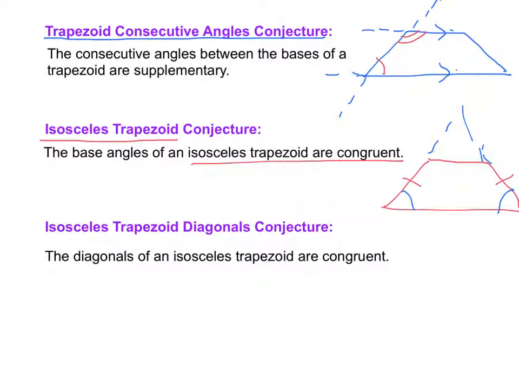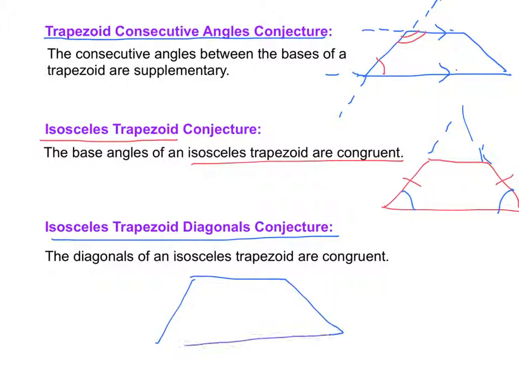And then we have the Isosceles Trapezoid Diagonals Conjecture, which states that the diagonals of an isosceles trapezoid are congruent. So say we again have these two sides congruent, then these two sides are also going to be congruent because they make the same path, essentially. They cover the same distance.